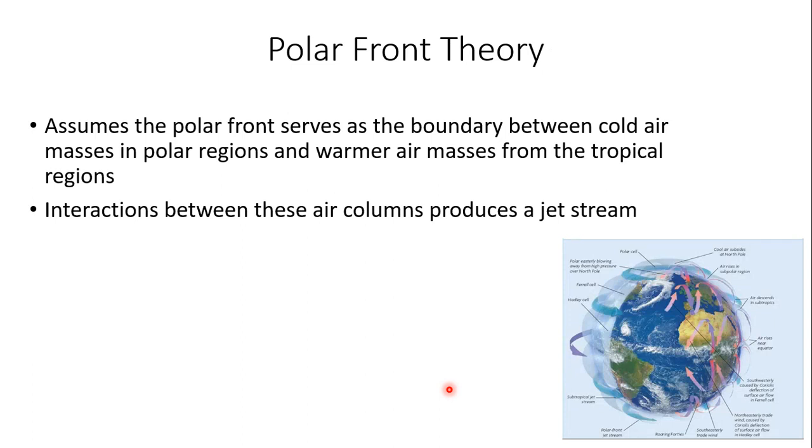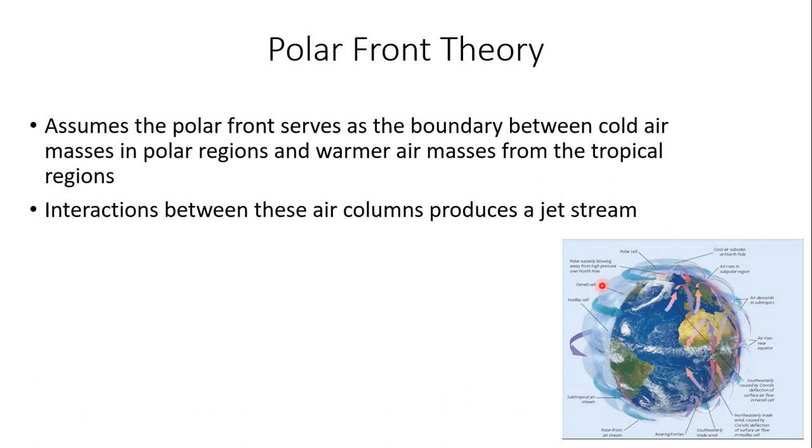Let's now take a look at a very important concept known as the polar front theory. This theory assumes the polar front serves as that focal point or boundary between cold air masses in the polar regions and warmer air masses in the tropical regions. The interactions between these air columns produce the jet stream in general.